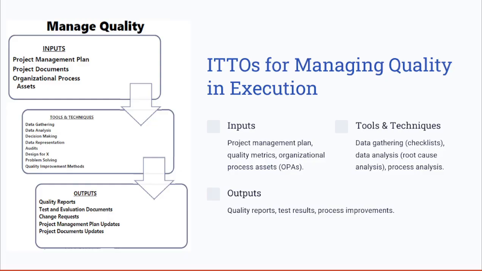Now let's see the key ITTOs involved when managing the quality in execution. Managing quality relies on several ITTOs. The inputs include the quality management plan, which we built in the planning phase, which outlines the quality standards that the project must meet. Tools like root cause analysis help identify the underlying issues, and checklists ensure compliance with the procedures.